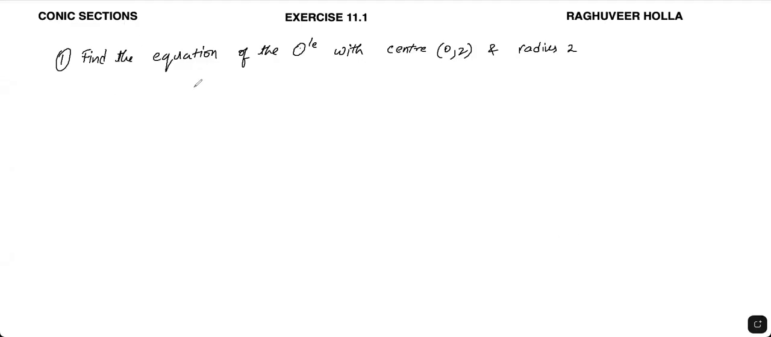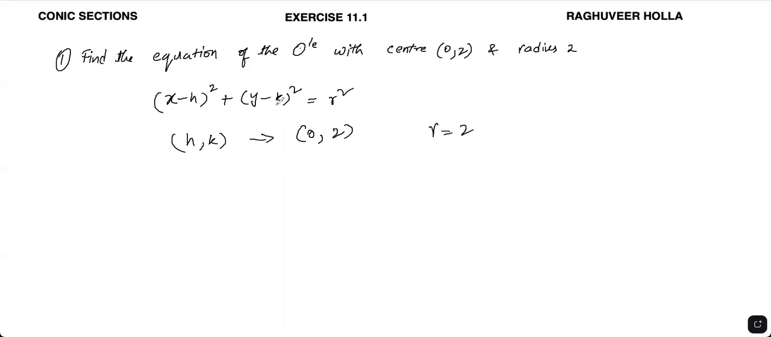So let us find the equation of the circle with the center as (0, 2) and the radius is 2, right? The equation of the circle is given as (x - h)² + (y - k)² = r², which is the radius squared. Here, h and k are 0 and 2, and r is 2. So let us substitute it.